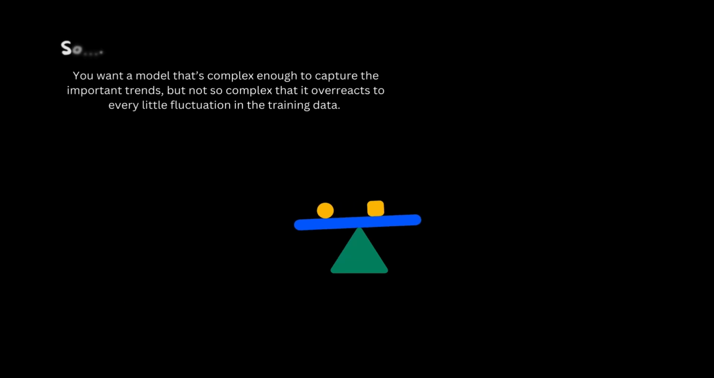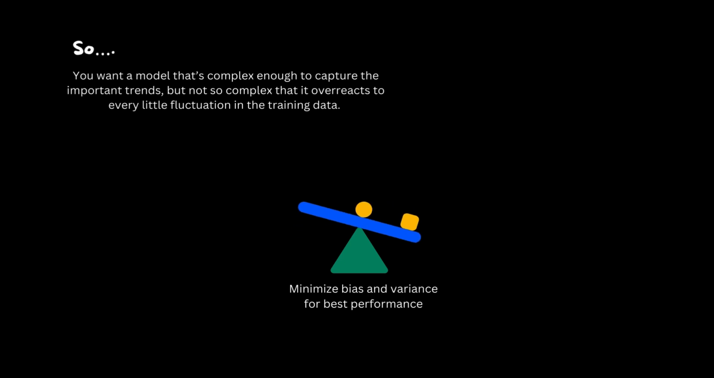So, the sweet spot is finding a balance between these two extremes. You want a model that's complex enough to capture the important trends, but not so complex that it overreacts to every little fluctuation in the training data. This balanced model is where you minimize both bias and variance, giving you the best performance on unseen data.